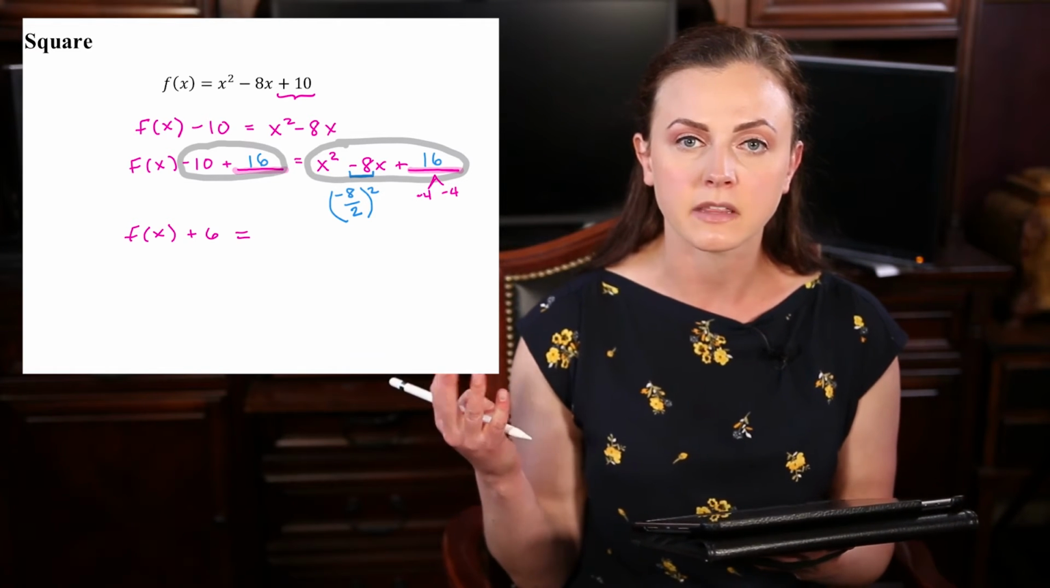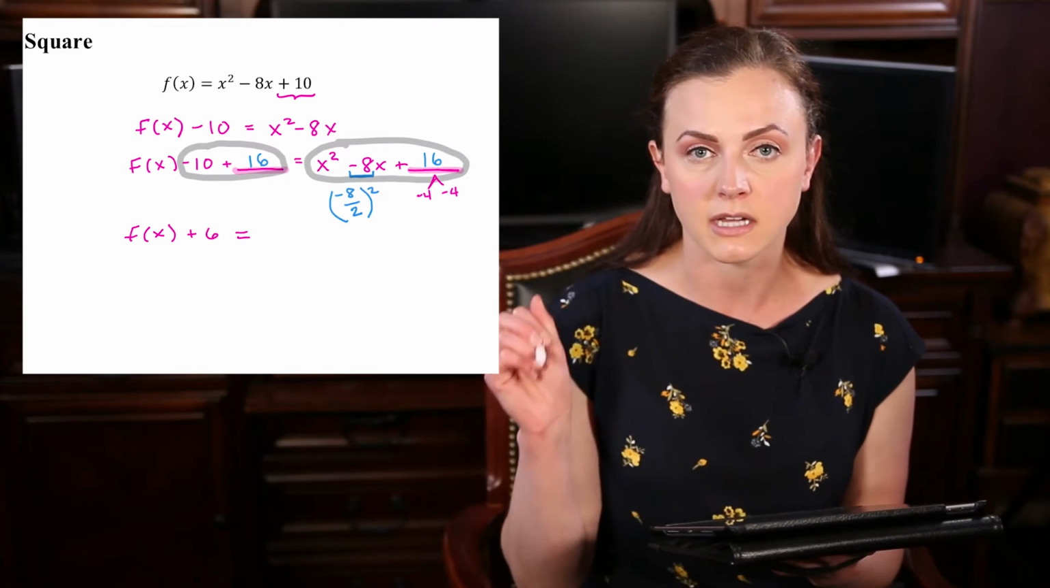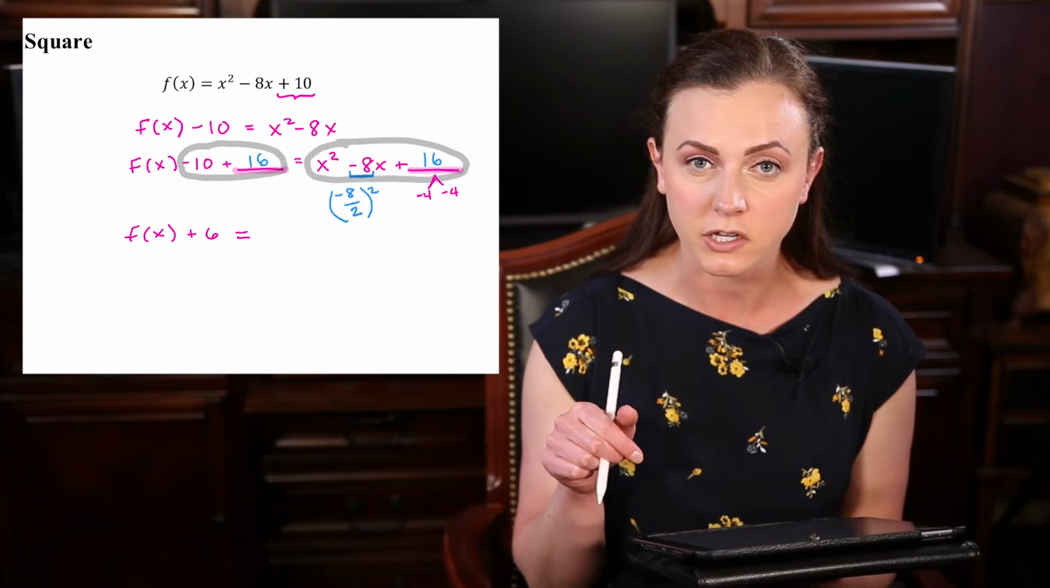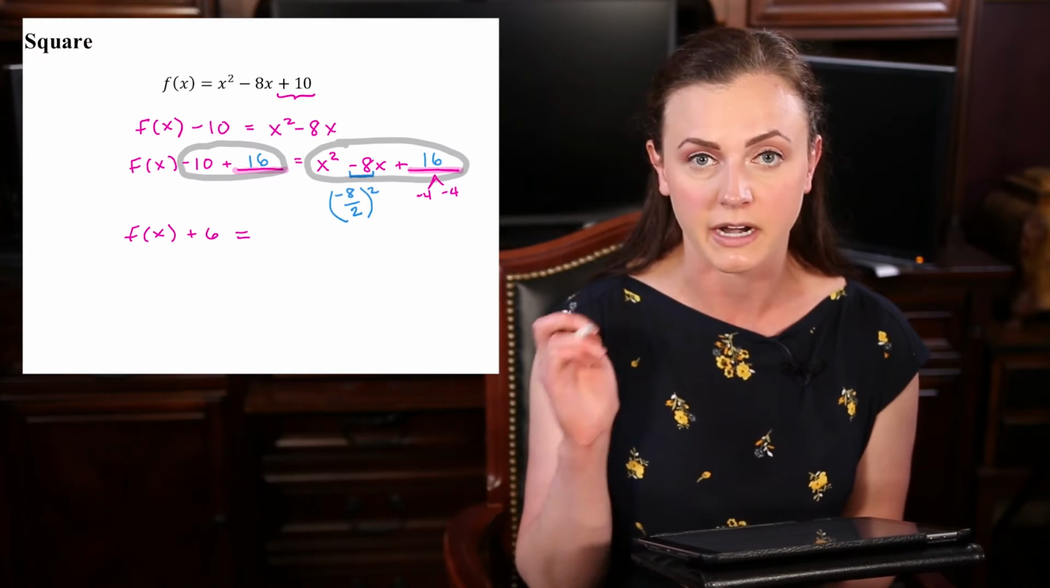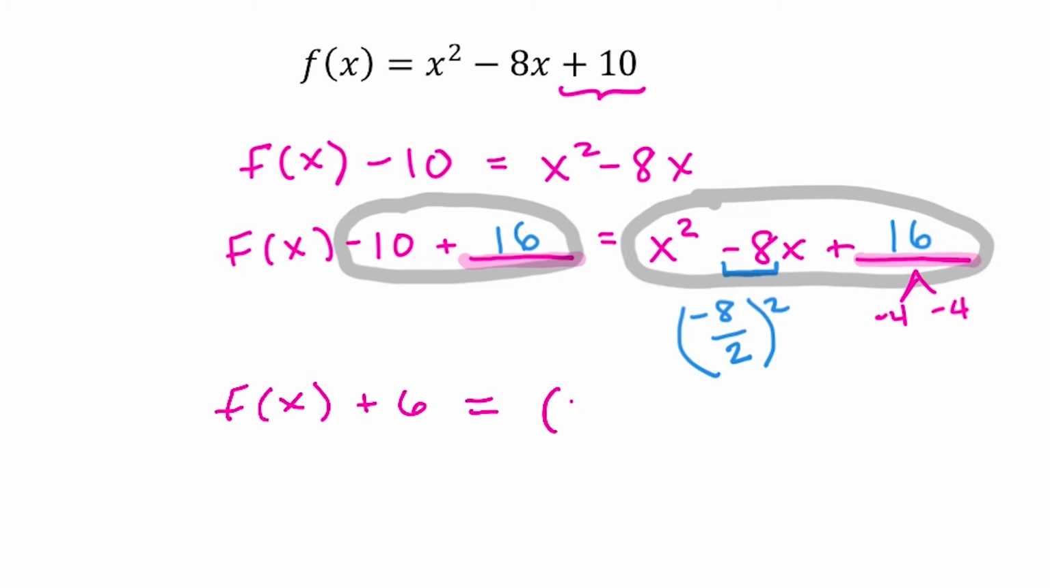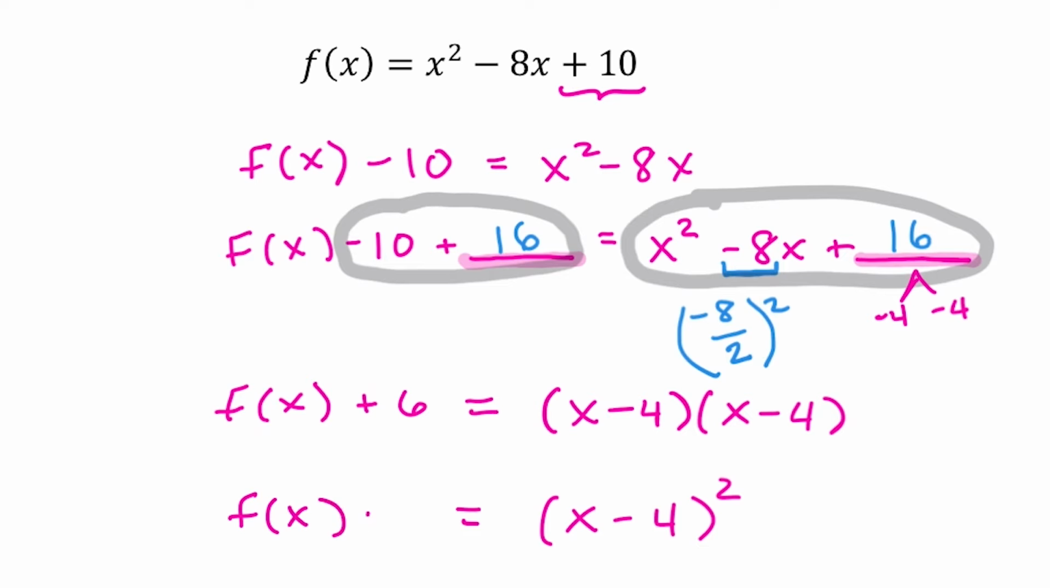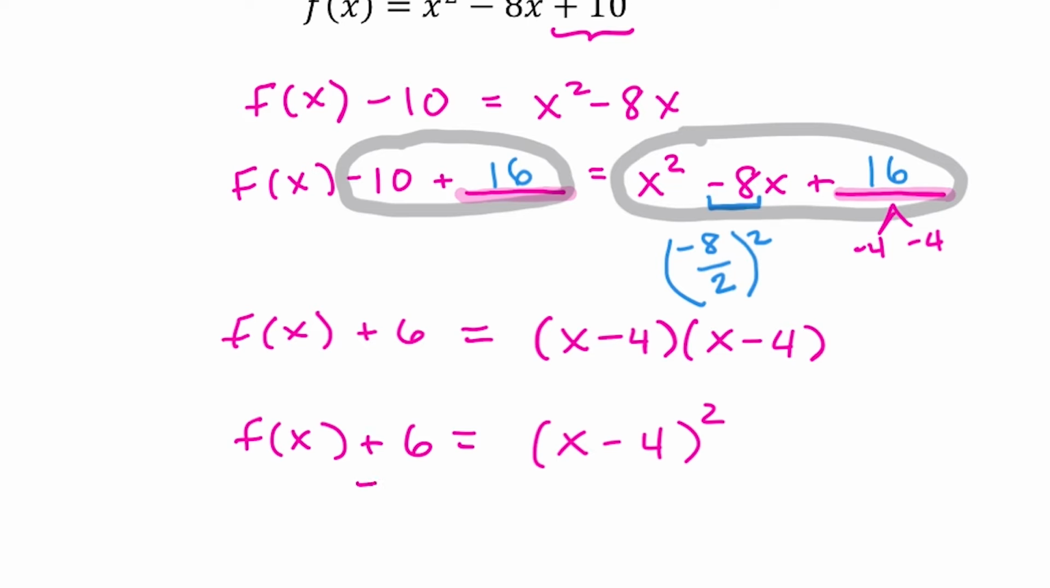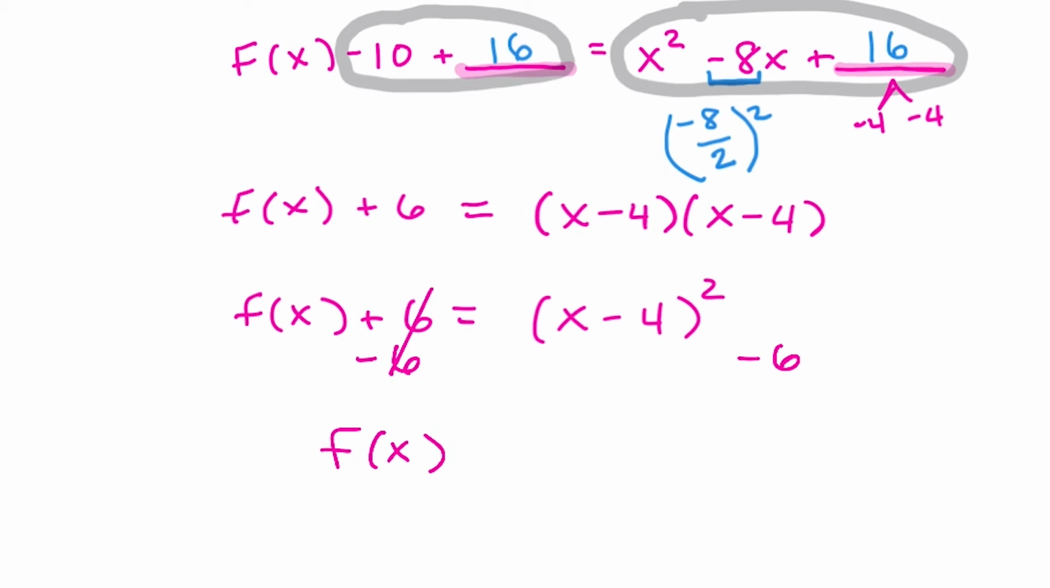And the reason why it's called completing the square is square has all the sides the same length. So at this point, when you're factoring, you should always get the same number twice. So negative 4 and negative 4. So this is x minus 4 times x minus 4. But we are going to write that as x minus 4 squared. So the last step to have this quadratic now in vertex form is to move your constant back to the other side. So we have f of x equals x minus 4 squared minus 6.